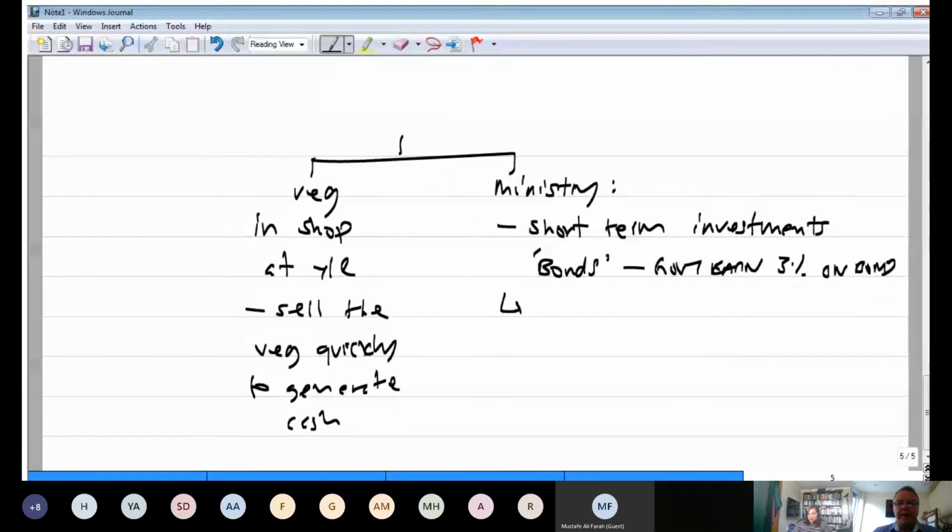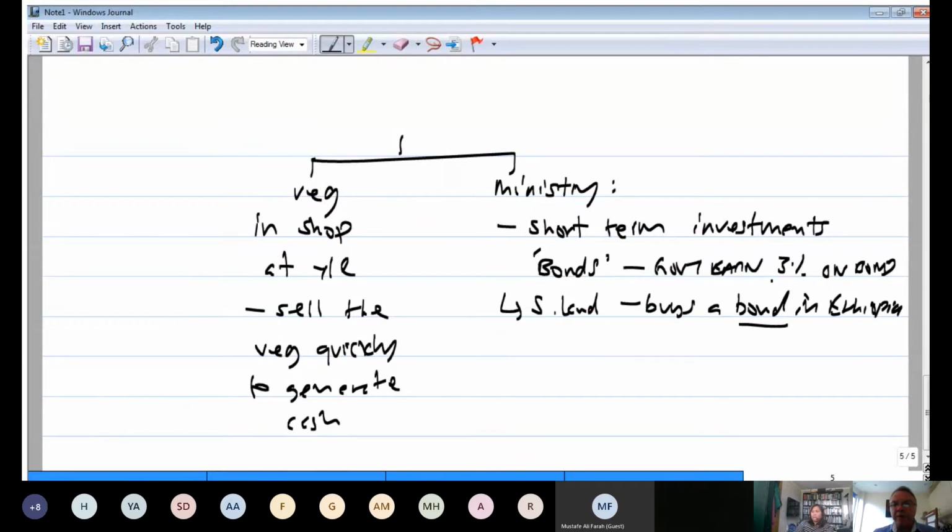So imagine then that the Ministry of Somaliland buys a bond, let's say in Ethiopia, buys a bond in Ethiopia from the Ethiopian government. So in other words, the Ethiopian government needs some money. So they borrow money from the Somaliland government and they call it a bond. And they say, if you lend us that money, we'll give you 3%. So the Somaliland government will be getting their money back later on, plus an additional 3%.